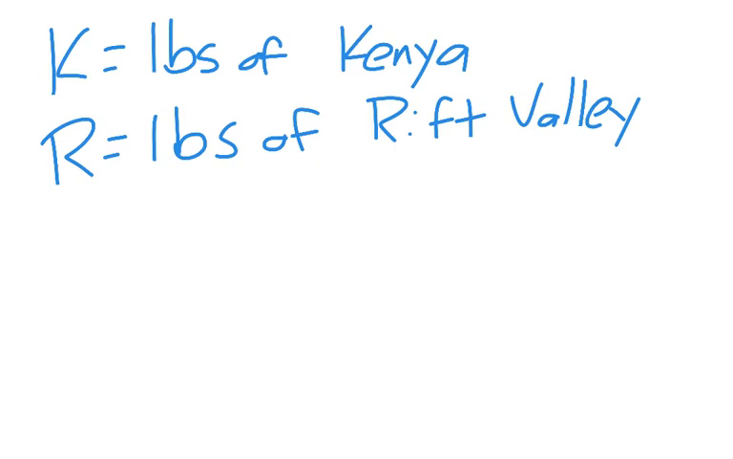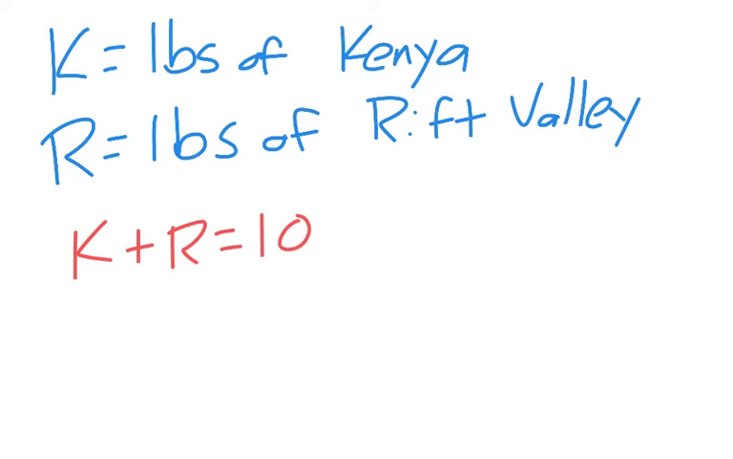Okay, so K is the number of pounds of Kenya coffee, and R is the number of pounds of Rift Valley coffee. I know in total I've got 10 pounds of the new blend. So if I take the number of pounds of Kenya plus the number of pounds of Rift Valley, it has to be 10. And then the second thing is it's $12.02 for every pound of coffee.